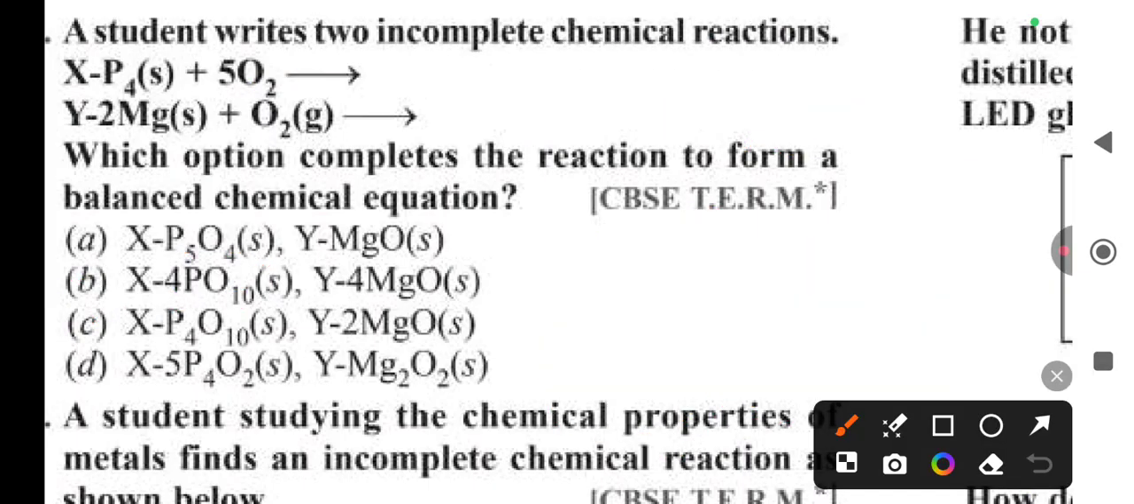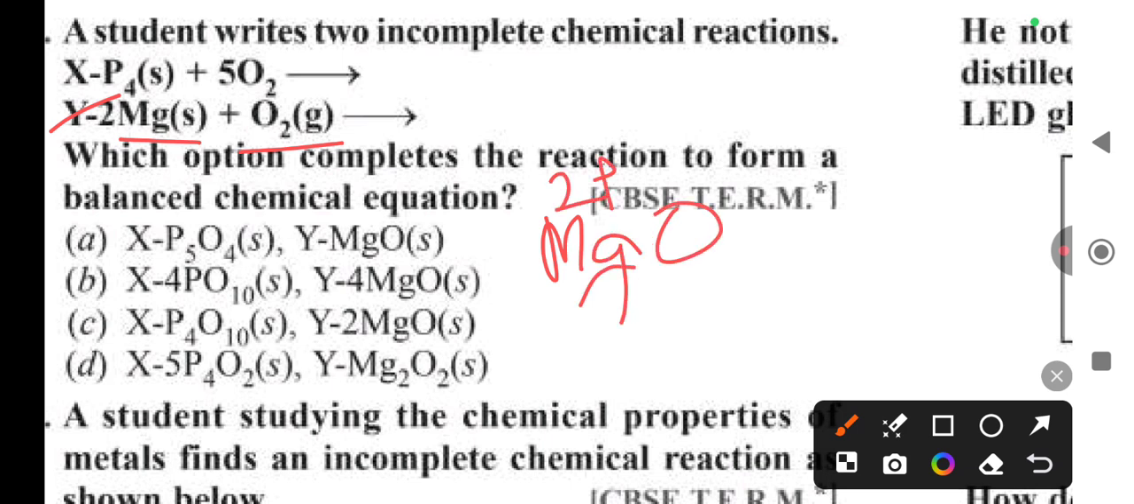so you can see in second reaction magnesium when it reacts with oxygen, so what will be the answer? It is very simple. Mg when it reacts with oxygen, magnesium carries +2 charge, oxygen carries -2 charge. +2 -2 it will cancel. So what will be the compound, MgO. So option C will be the correct.